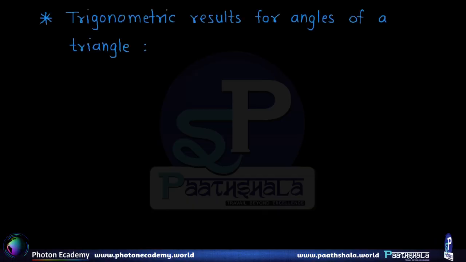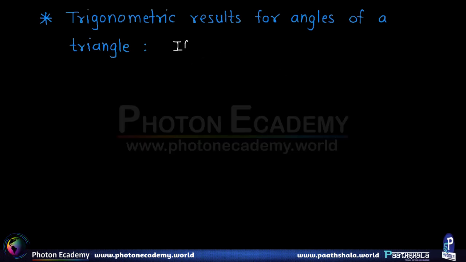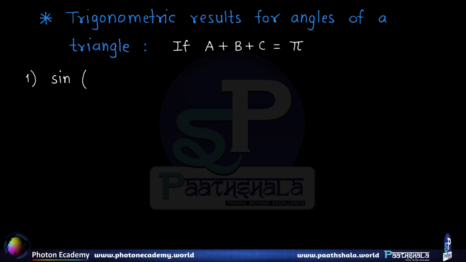Now let us study the trigonometric results for angles of a triangle. That is, we will be applying some of the previously derived identities to angles of a triangle. So that means in general, if we have three angles A, B and C whose sum is 180 degrees, that is pi radians, then the following results will apply. Out of them, the first one that we want to derive is to find out sine of A plus B.